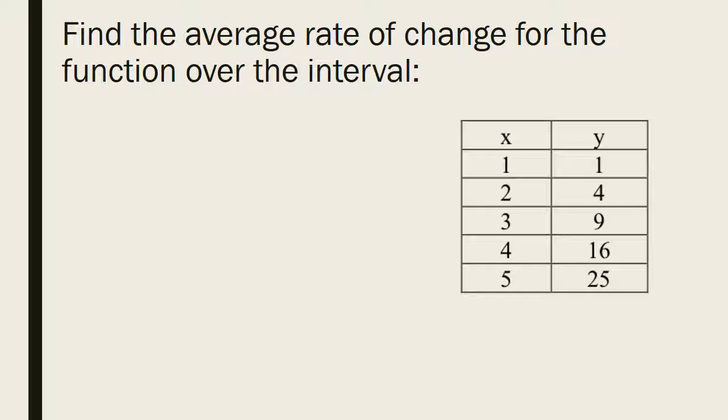Now let's find the average rate of change for a function over an interval represented by a table. And the interval is going to be every single x greater or equal to 2, less than or equal to 4. So let's identify this interval in the table. I'm going to start with x equals 2, including 2, and end at x equals 4, including 4.